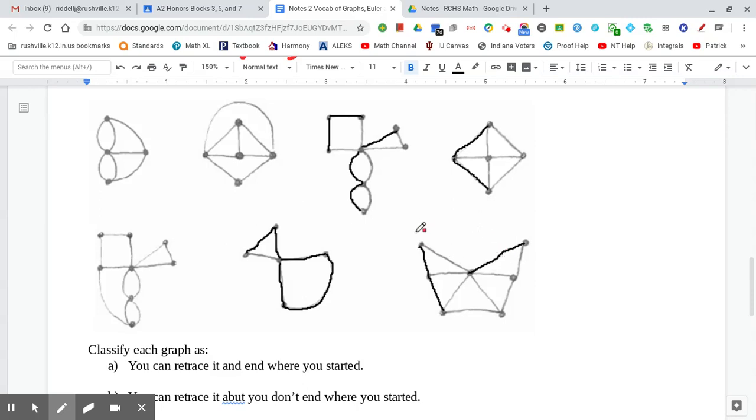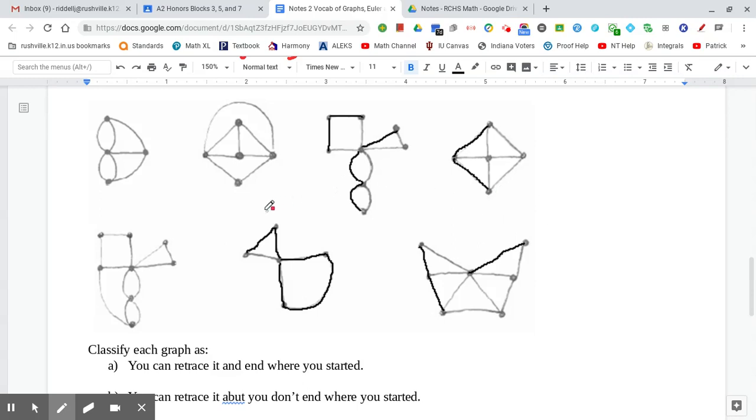Each of these graphs is going to fit into one of these 3 categories. A: Can you retrace it and end where you started? If you start and end in the same place and you retrace it, which means you're not going to go over any edge more than once, but you can get back to where you started. B: you can retrace it, but you don't end where you start. And C: it's impossible to retrace.